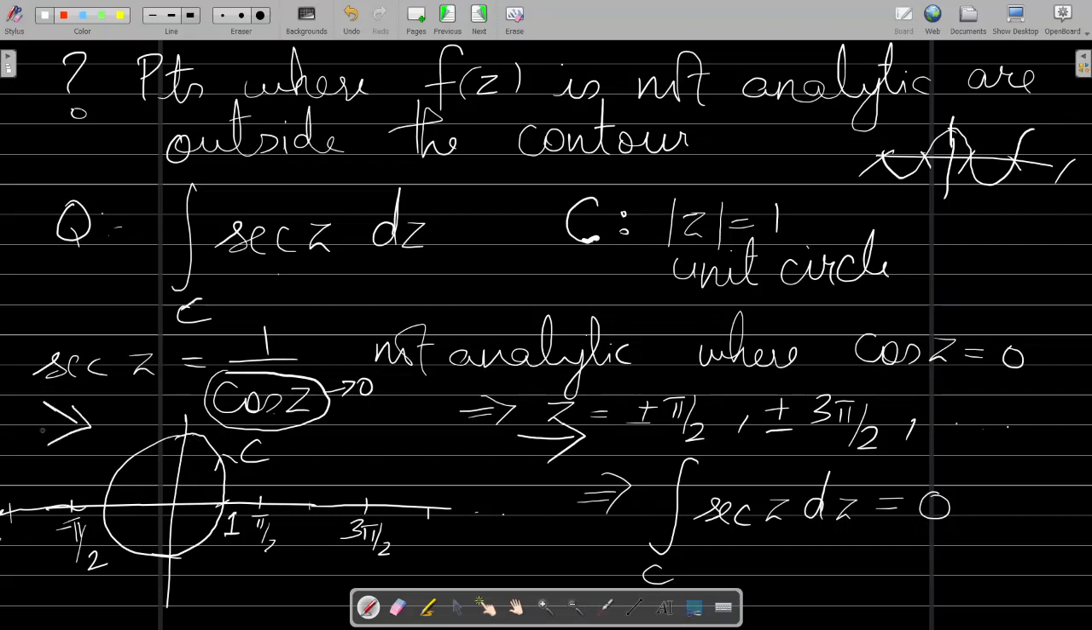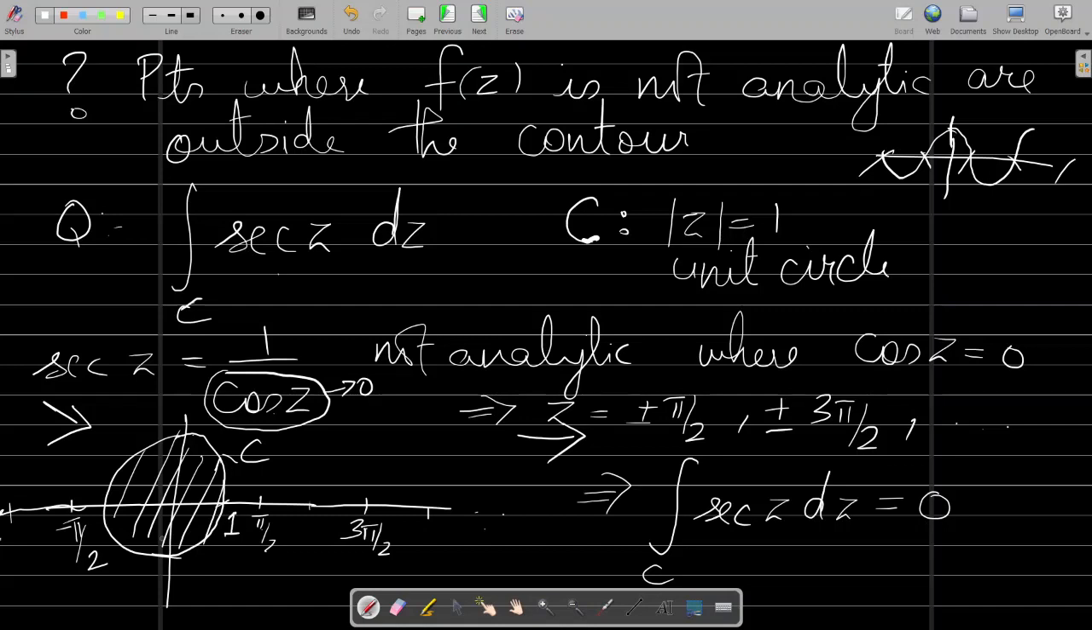You can see this figure here. This is the unit circle mod z equal to 1. And plus pi by 2, 3 pi by 2, 5 pi by 2, etc. All those points are outside of our region. Similarly, minus pi by 2, minus 3 pi by 2, minus 5 pi by 2, all those points are also outside of our region. Now, this function sec z is analytic inside this unit circle.